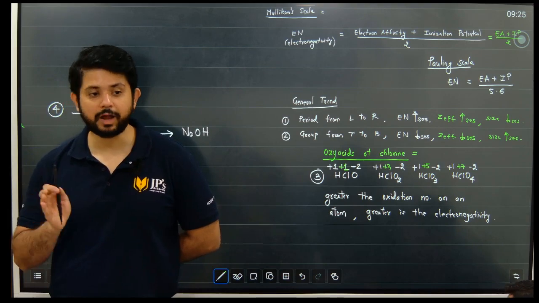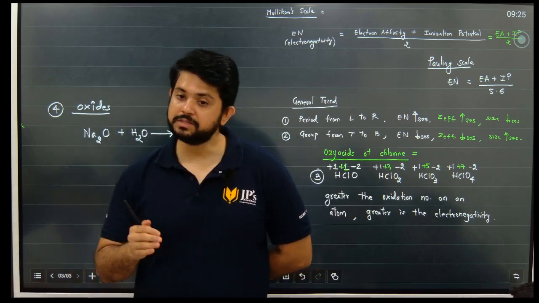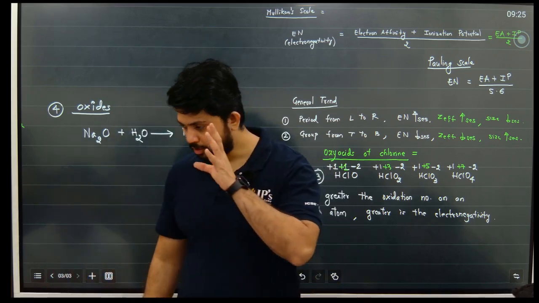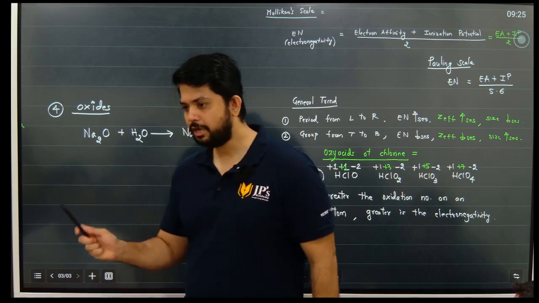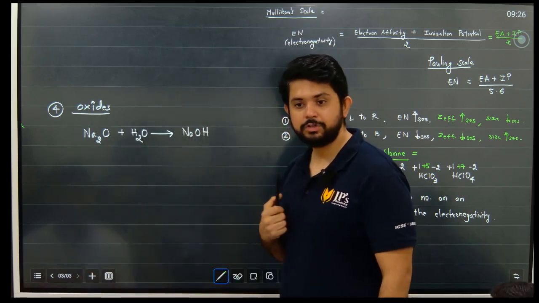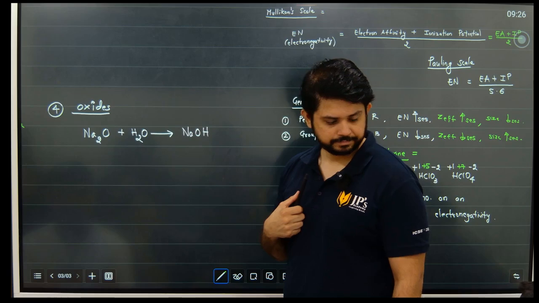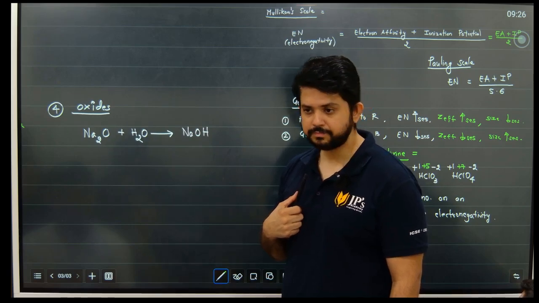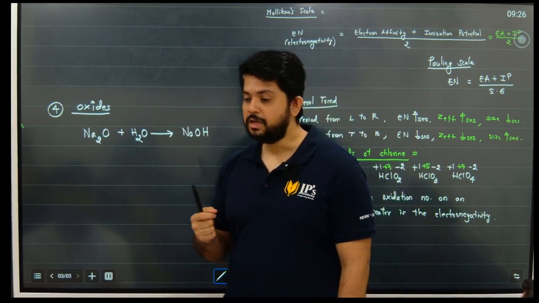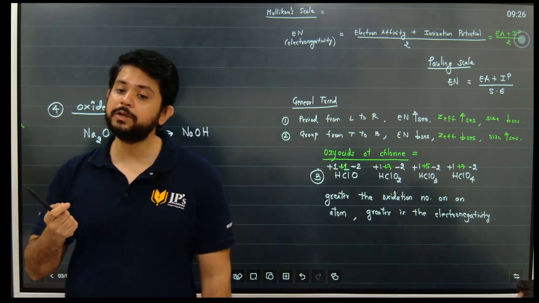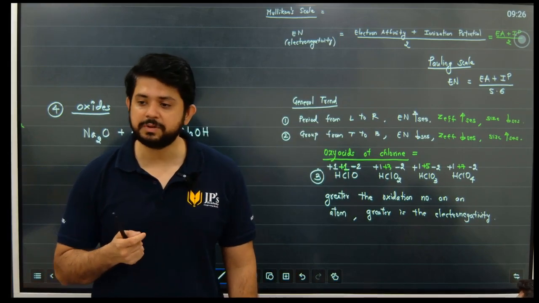So let us understand why we say that oxides of metals are basic in nature. If you take an oxide of a group 1 metal or a group 2 metal and put it in water, it will produce NaOH. We know that NaOH is a base. Why is NaOH a base? Because it produces which ion? OH minus ions. Let's ask this question, why is it producing OH minus ions? Why isn't it producing H plus?